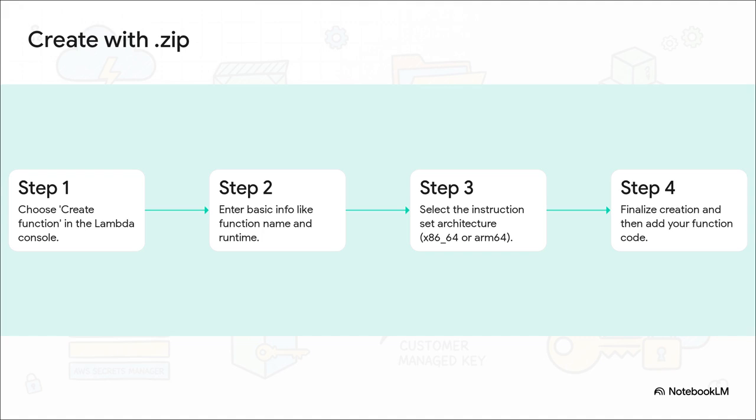And if you go the .zip route, getting started is a piece of cake. From the AWS console, it's just a simple 4-step process. You hit create function, pop in some basic info like the name and runtime, pick your processor architecture, and boom, you're ready to drop in your code. It's all designed to be super fast and straightforward.